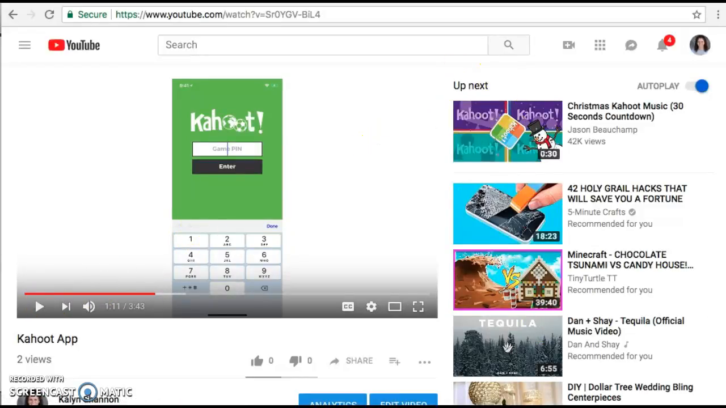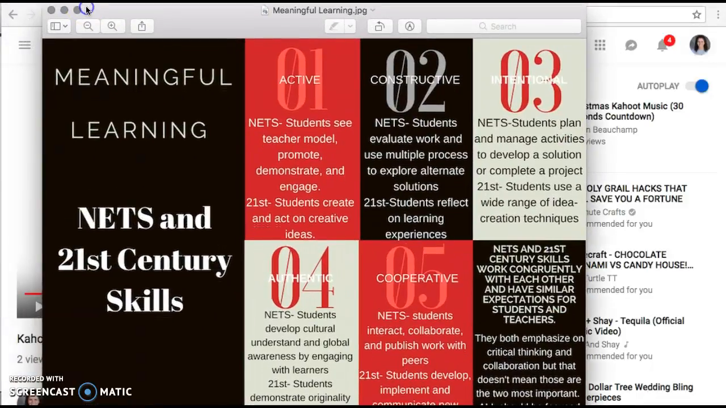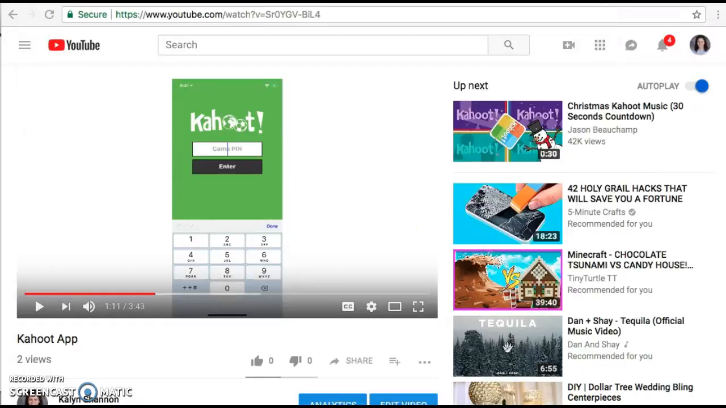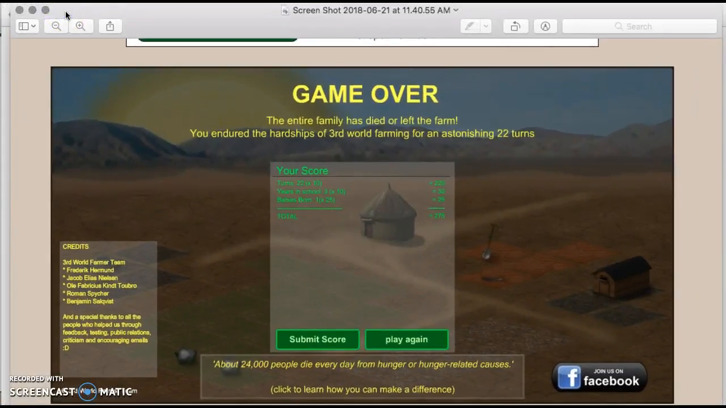We also had to look at different types of standards. We compared 21st century skills and the NETS standards. So with it constantly changing, we were able to reflect on those two. We also were able to be a student and play a third world farmer interactive virtual game. And this was one of the examples I was talking about, how as a student, they're constantly changing. Just because you play it one way and you get one reaction, you may not get the same thing the next time you play.